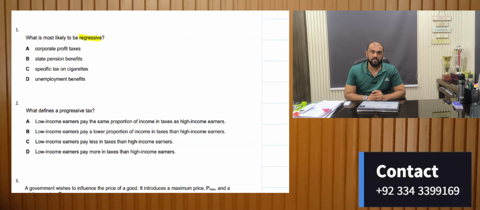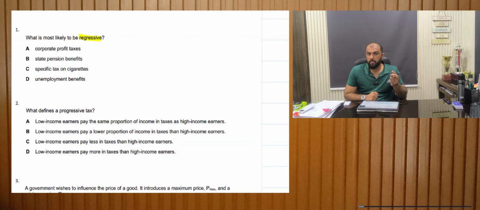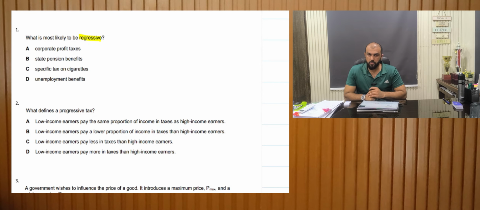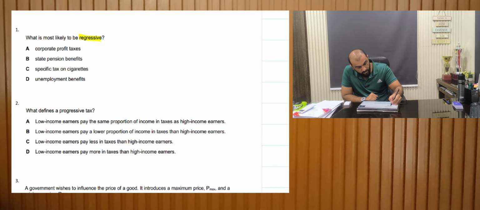Now, a regressive tax system is a tax system in which the poor pay a higher proportion of taxes. Usually indirect taxes are regressive in nature. So let's look at the options.